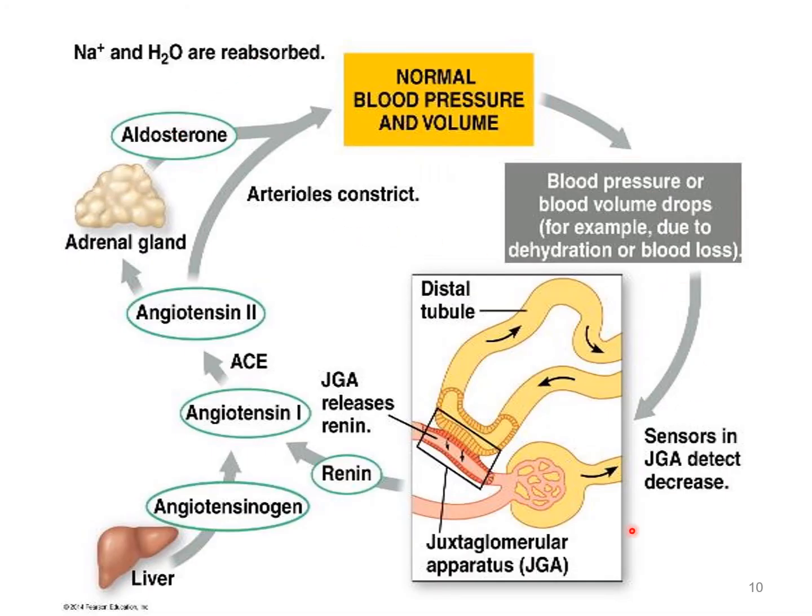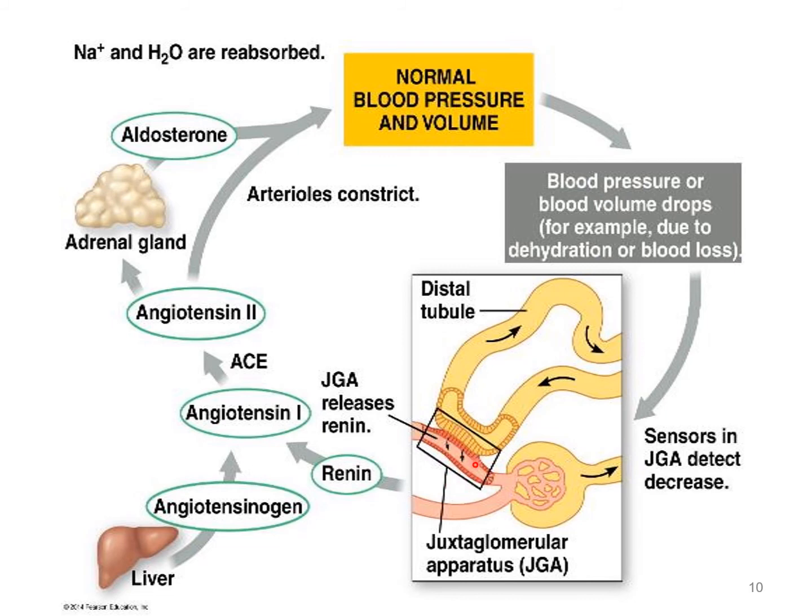Okay, so this is the whole diagram lah, kan? So tengok je lah daripada awal. So this is the normal blood pressure and blood volume. So if blood pressure or blood volume drops, for example, due to dehydration or blood loss, this will be detected by sensors in the JGA. Okay, sensors in the JGA detect these changes, the decrease in the volume of blood and also blood pressure.